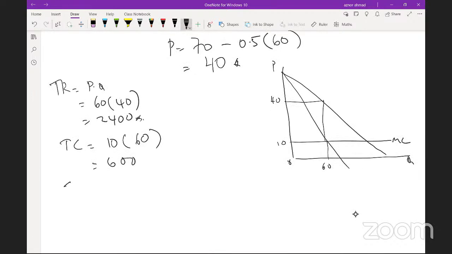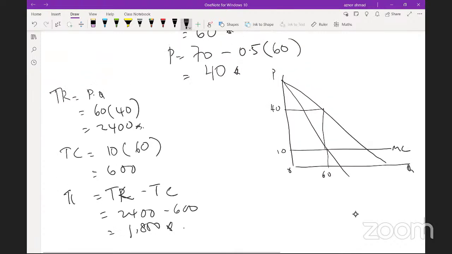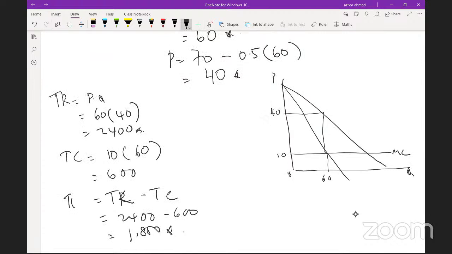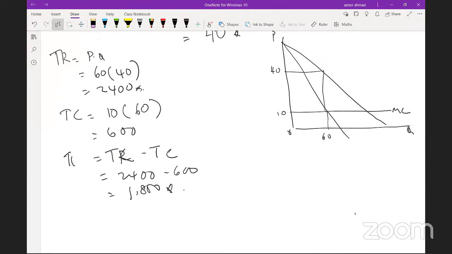right? So your profit will be total revenue minus total cost, which will be 2400 minus 600, which is 1800. Okay, so as a firm, the firm will get a profit of 1,800 if you only charge one block.